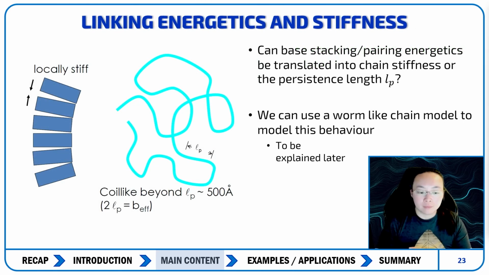So this allows us to link energetics and stiffness together. When we take a look at base pairing and stacking, those energetics can be translated into chain stiffness as well as persistence length, LP. And one of the things that we are going to take a look at in the subsequent chapter is the worm-like chain model. We use this to model such a behavior because we're going to model this entire wormy chain using the WLC.